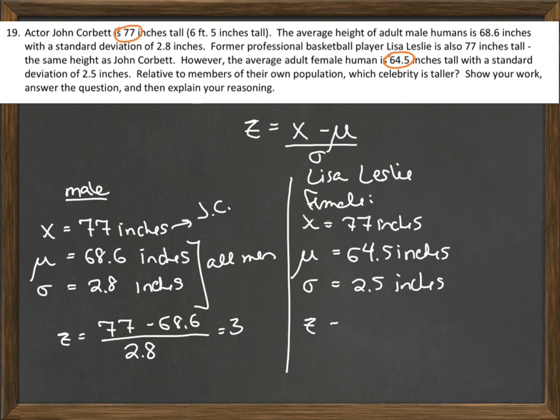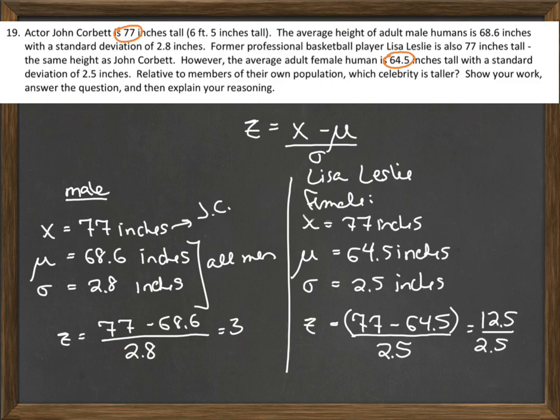So if we want to find her z-score, remember z-score is the number of standard deviations above or below average that something is. Then we're going to, again, take her height, 77 inches, subtract off the average, which is 64.5 inches, and then divide by 2.5. If you want to put this in your calculator, that's great. Make sure you either put in parentheses or do it in 2 steps like I showed you. When you subtract 77 minus 64.5, we get 12.5. Divide that by 2.5, and we get a whopping z-score of 5.